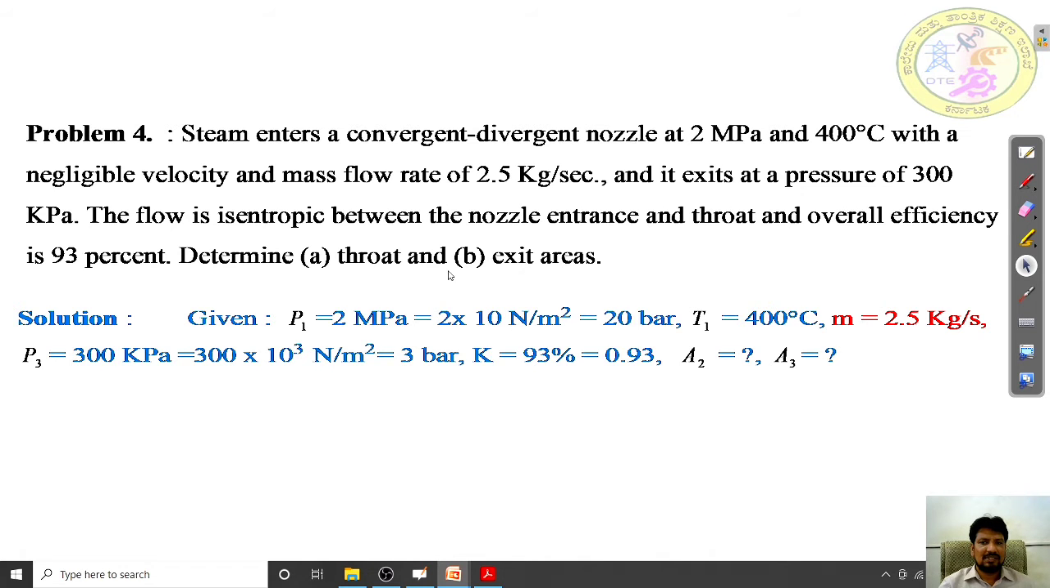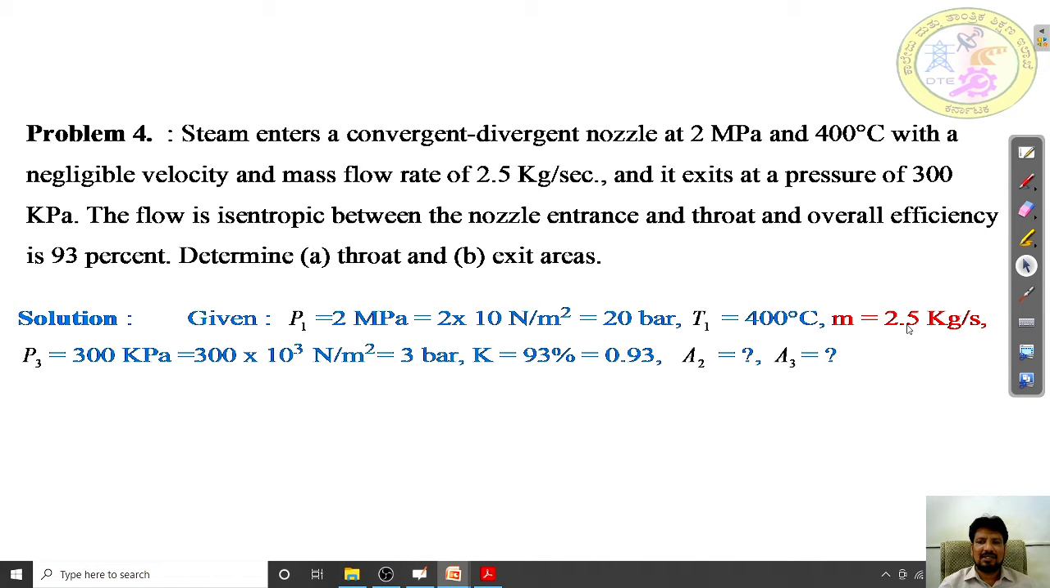In the convergent divergent nozzle, when the steam is flowing through the nozzle, the pressure is given as 2 megapascal, that is 2 into 10 to the power of 6 Newton per meter square, which is equal to 20 bar. So the pressure P1 is 20 bar and the temperature is 400 degrees centigrade. So that is superheated steam.